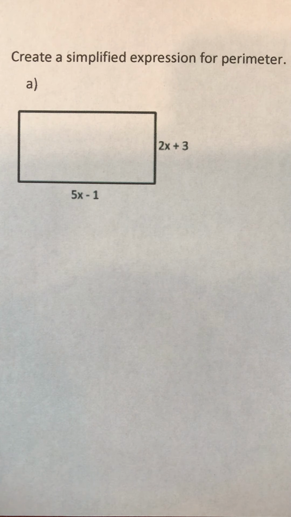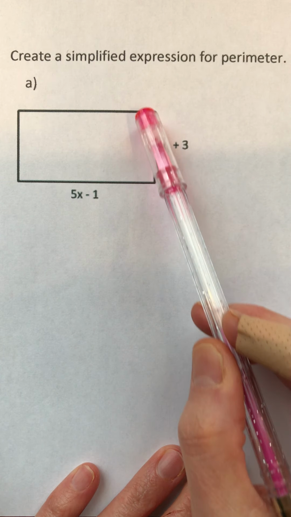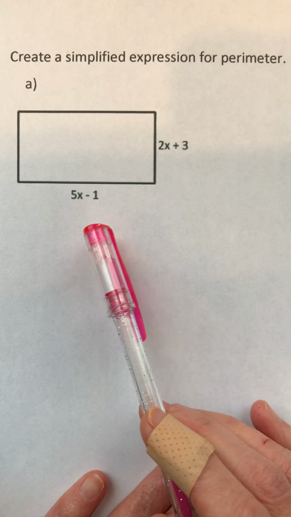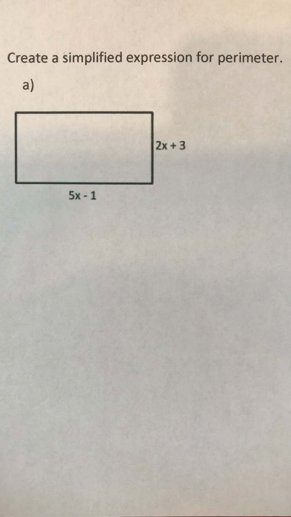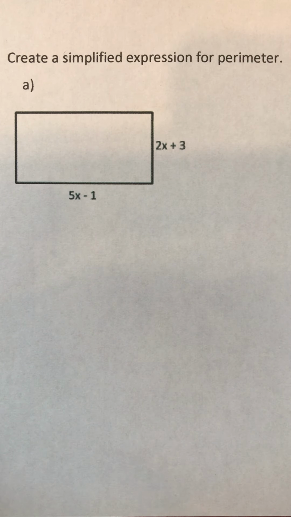Being able to simplify can be very useful when we are looking at perimeter questions in two-dimensional shapes. Recall that perimeter means the distance around the outside of the shape, and that when we solved for perimeter, what we looked at doing is adding up all the outside side lengths. In this case, the side lengths are represented by expressions, and these expressions have x's in them and have constants in them.